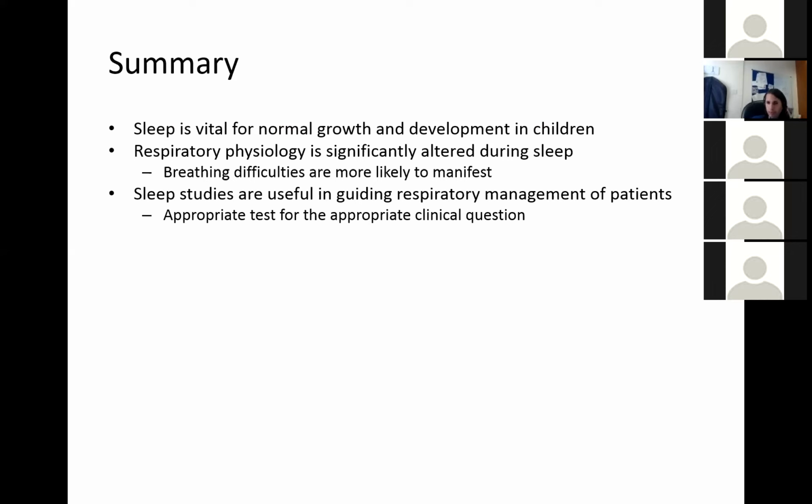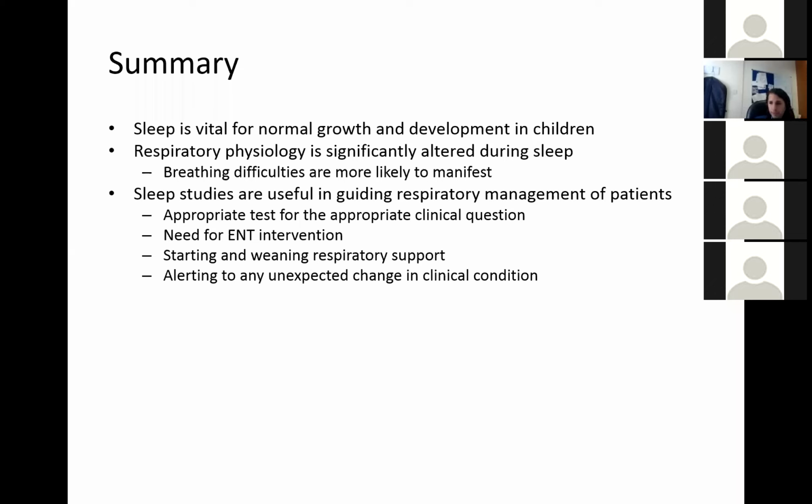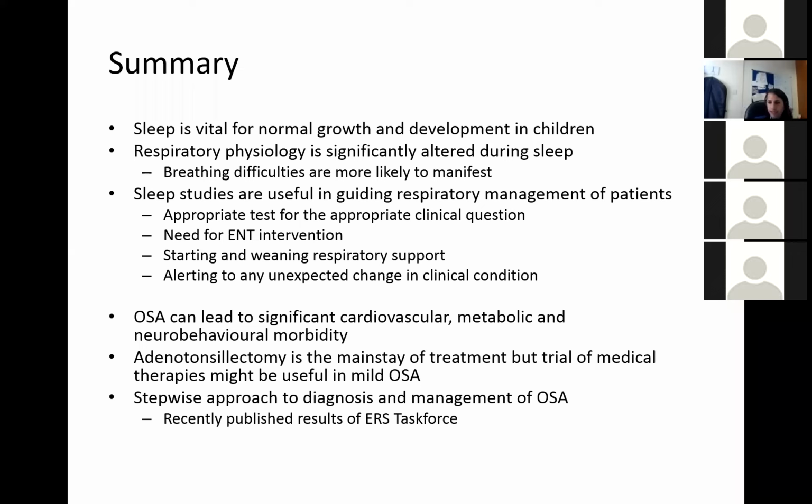And it's really important to pick the appropriate test for the appropriate clinical question. You may need ENT intervention. You may need to start NIV or oxygen. And we need to be alert to any unexpected change in the clinical condition and bring children in or do another study at home if more symptoms are being reported. And OSA can lead to significant cardiovascular, metabolic, and neurobehavioral morbidities. OSA is mainly treated by adenotonsillectomy, but we may need to do other treatments for it.